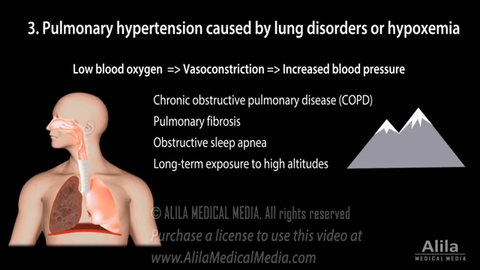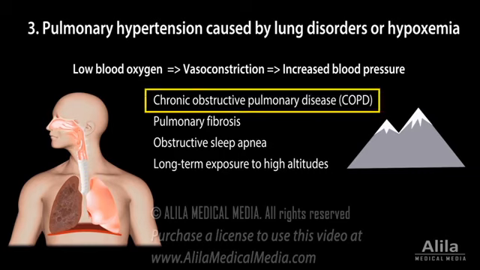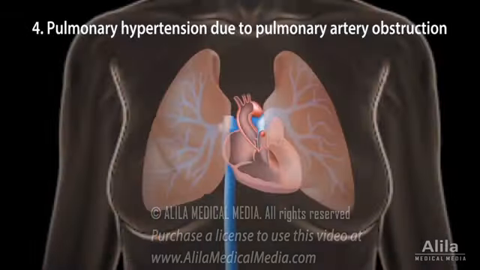Lung disorders, such as chronic obstructive pulmonary disease, also cause lung tissue damage, inflammation, and loss of capillaries, which further contribute to disease development. Group 4. Pulmonary hypertension due to pulmonary artery obstruction.